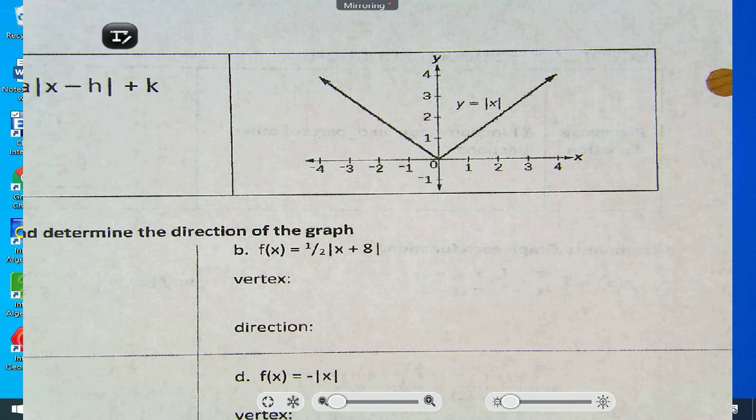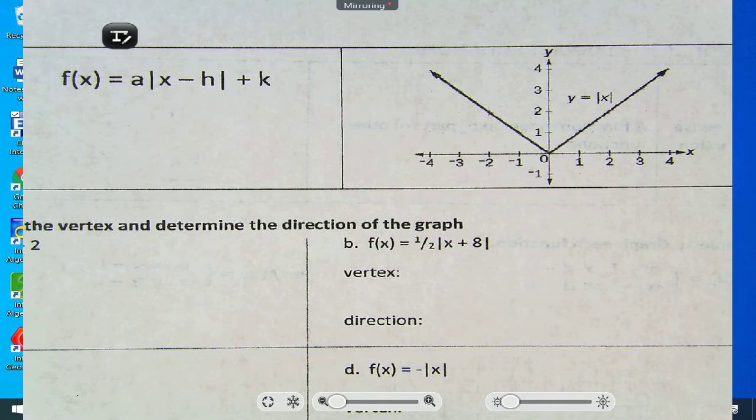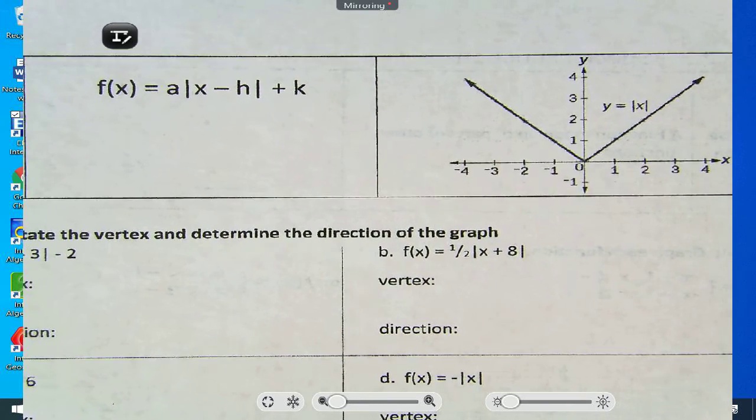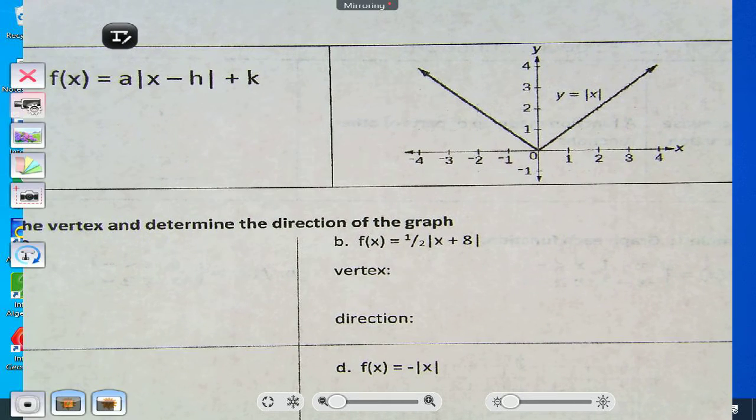Okay, this is the back of Thursday's notes. We are graphing absolute values. We will be discussing a bunch of other things, but the focus is on graphing absolute value functions.